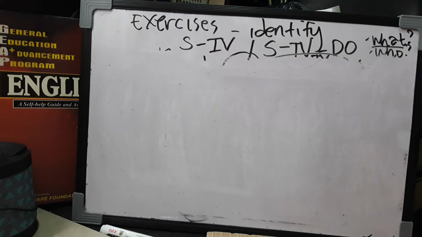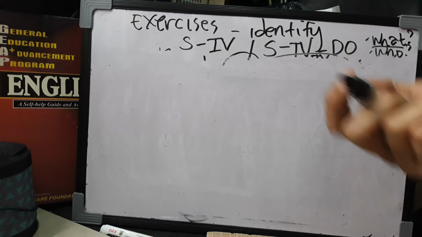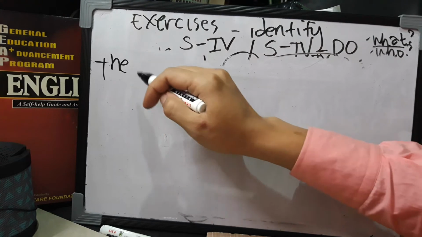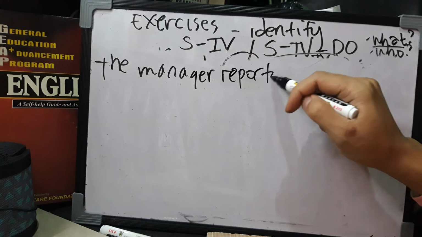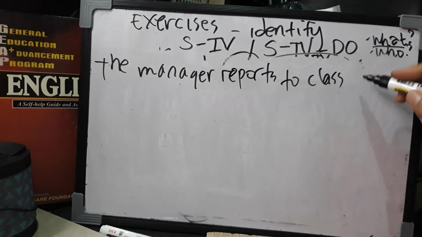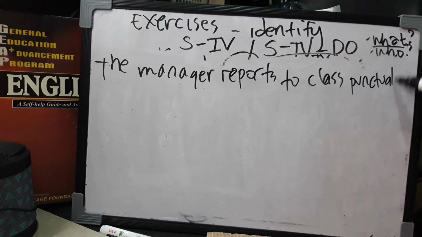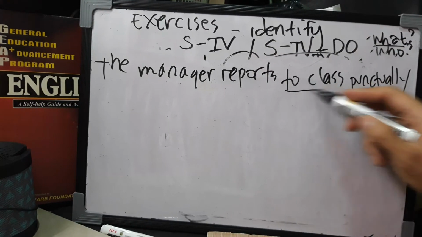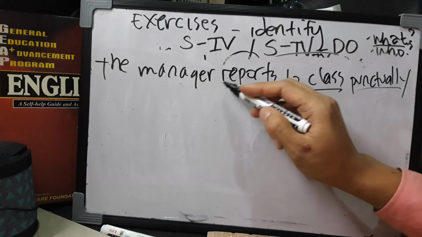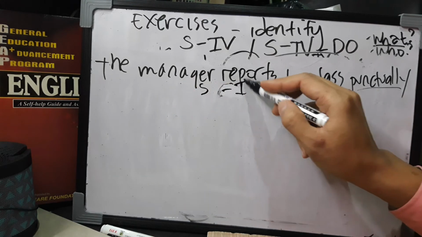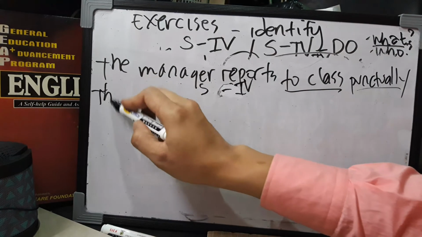So, the manager reports to class punctually. So what does the manager report? None. You don't have an answer to that. So the manager reports to class where? This is to class. Adverb how? Punctually. But in this case, this is already your what? Sorry, SIV.